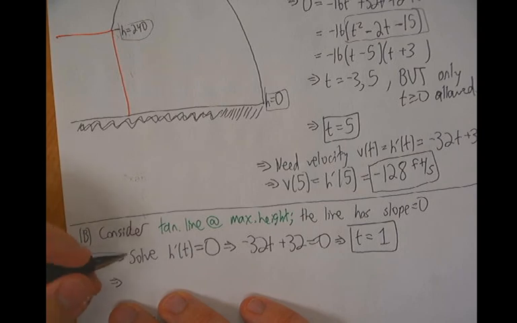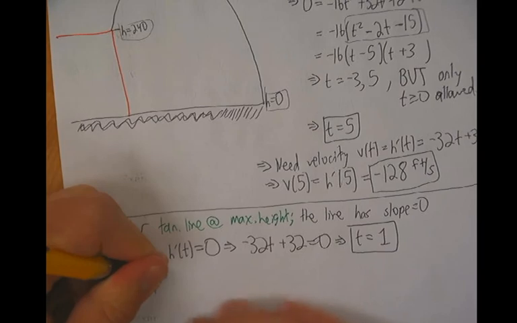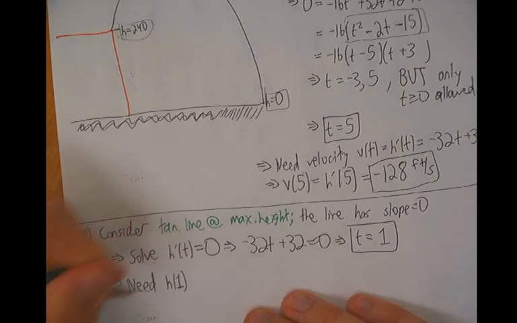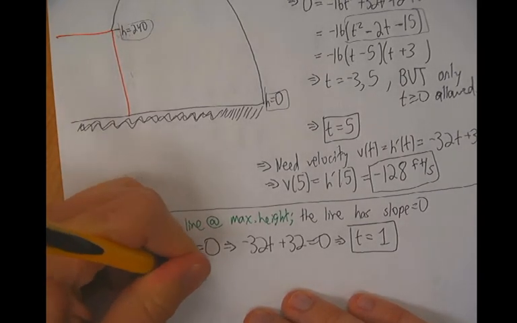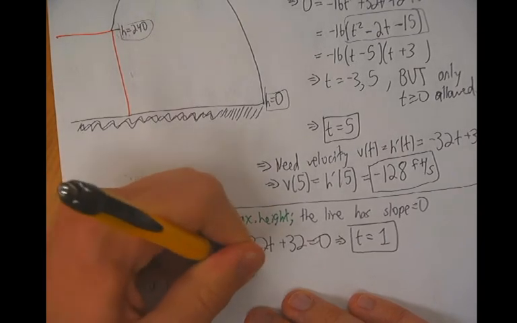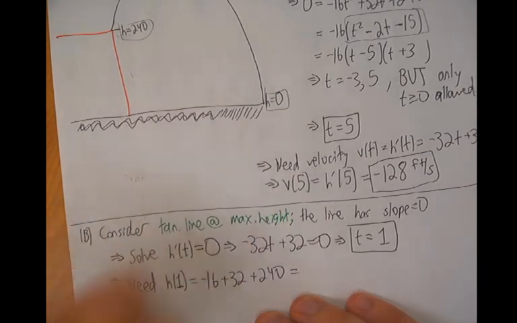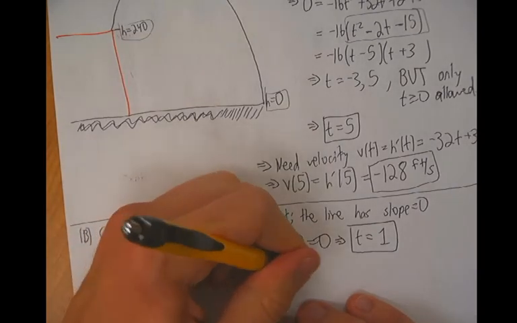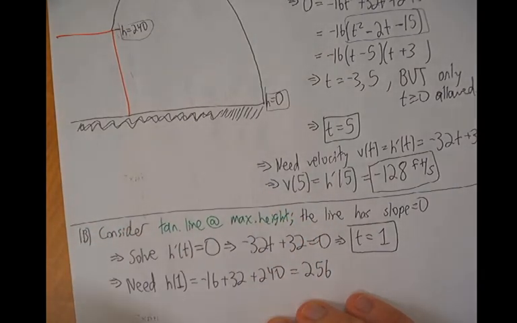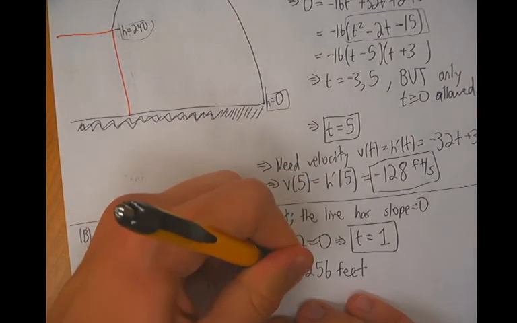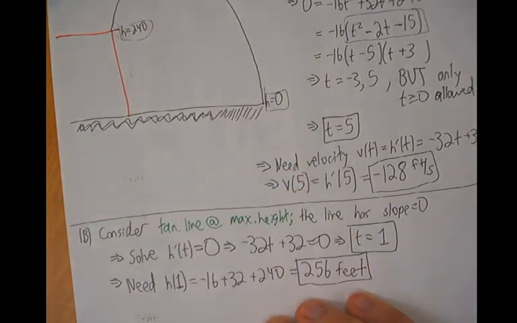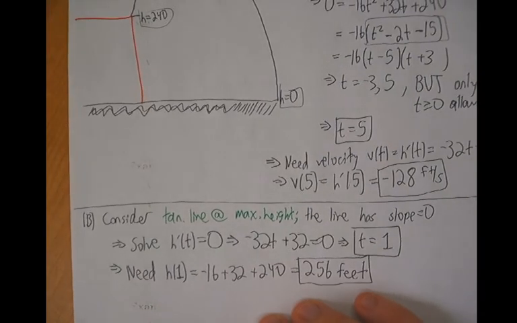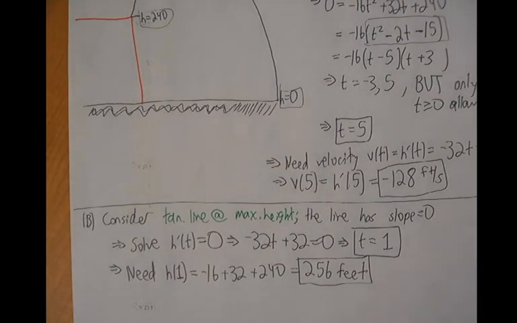So to get the maximum height, we'd say t equals 1 and do what with it? Yep, you plug it back into our original height function. So in this case, we should end up with negative 16 plus 32 plus 240. And that'll give us 256 as our maximum height, which is in feet. Okay. So that's example 5.